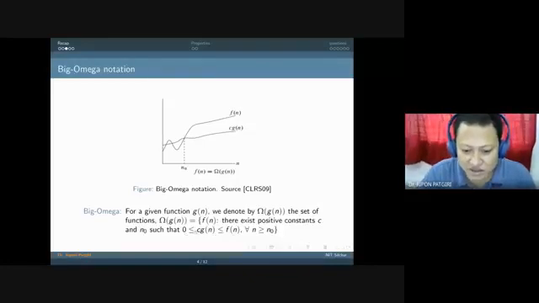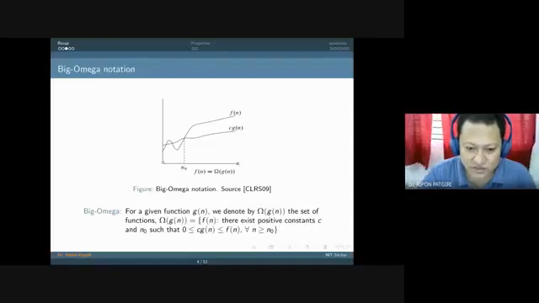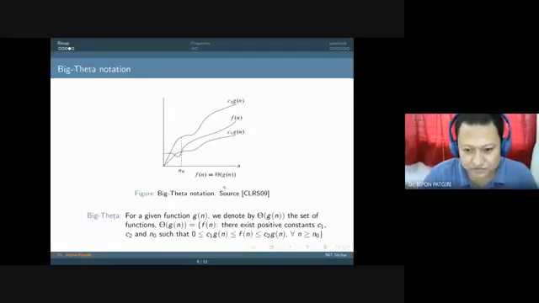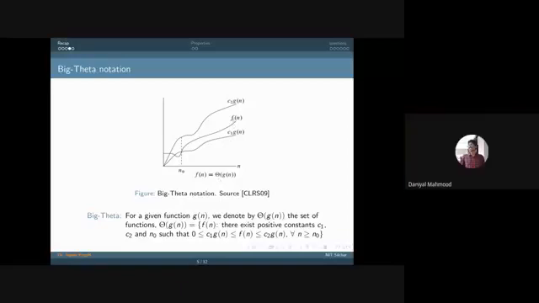By definition, the value of f(n) and c of g(n) cannot be less than 0. That means it cannot go to the negative side. And the positive constant, and the input size can never be negative, this left side. Now if we combine both big omega and big O, then we will get big theta, that is f(n).